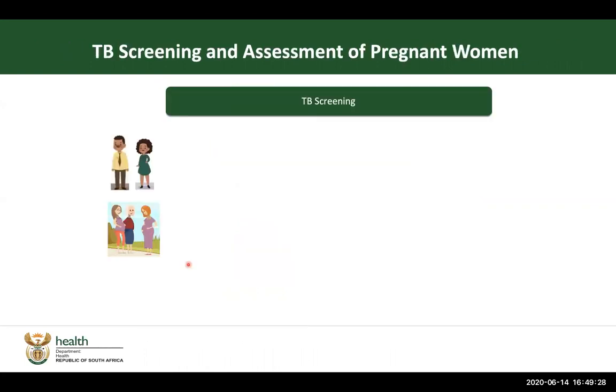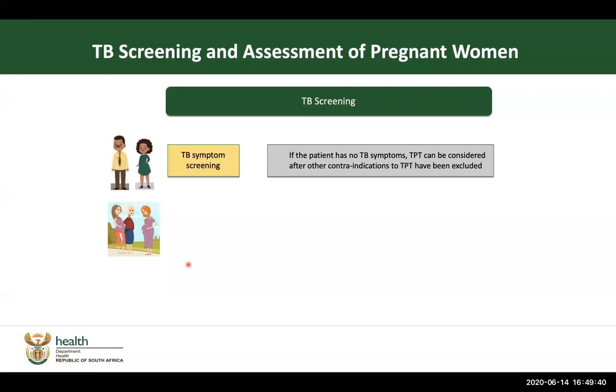So in terms of TB screening and assessment of pregnant women, screening is very important because it determines the entry into this program. So we still recommend that every person who presents for care should be screened for TB, and should also be assessed for contraindications to TB preventative therapy. If those contraindications are excluded, they can be offered TB preventative therapy.